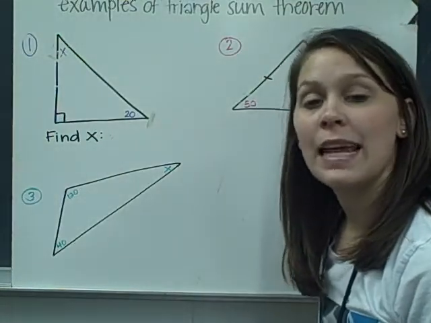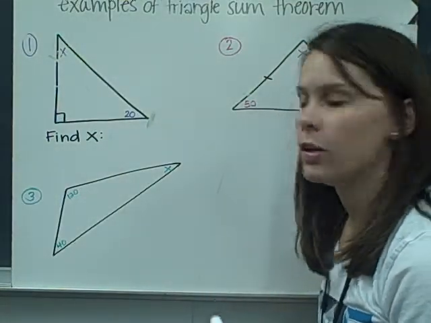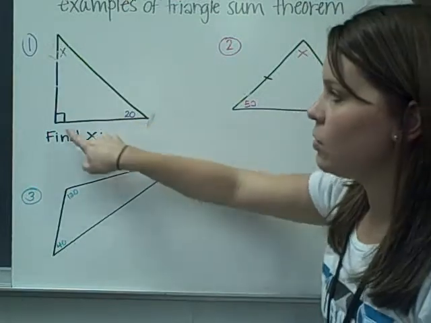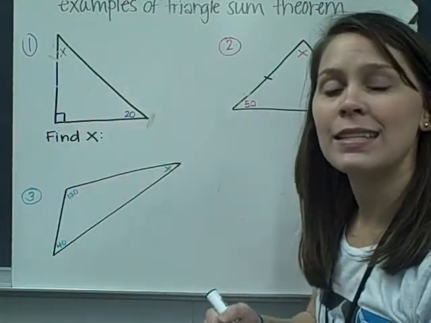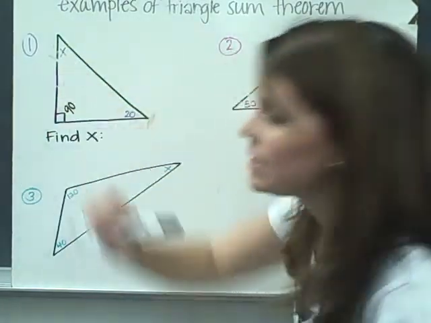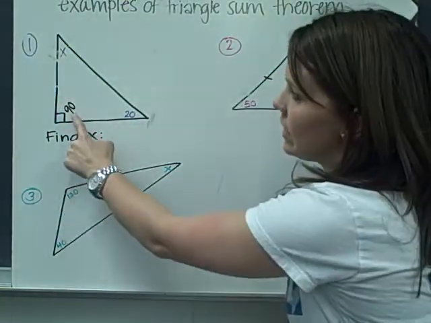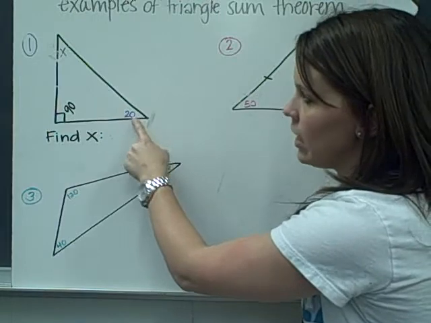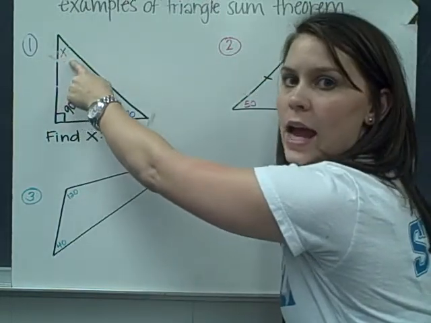So let's look at some examples of the triangle sum theorem. So here we have a triangle. This symbol right here represents a right triangle. So we automatically know that this angle is 90 degrees. So we now have a 90-degree angle, a 20-degree angle, and we're missing this top angle x.